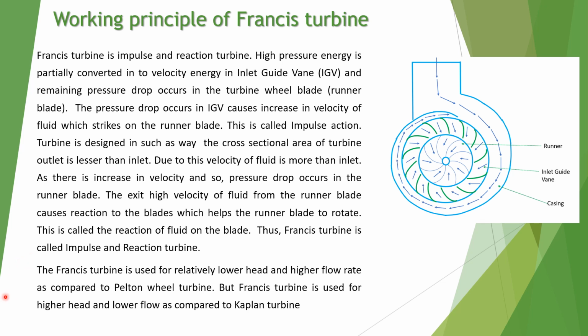The Francis turbine is used for relatively lower head and higher flow rate as compared to the Pelton wheel turbine, but it is used for higher head and lower flow rate as compared to the Kaplan turbine.